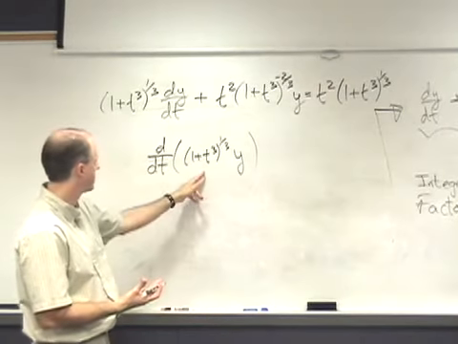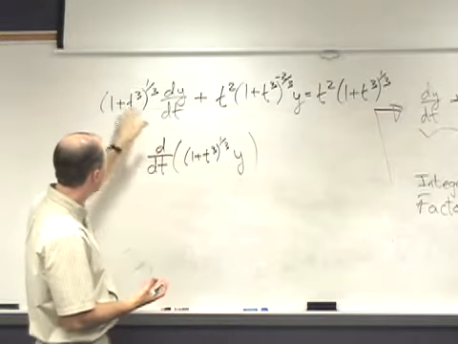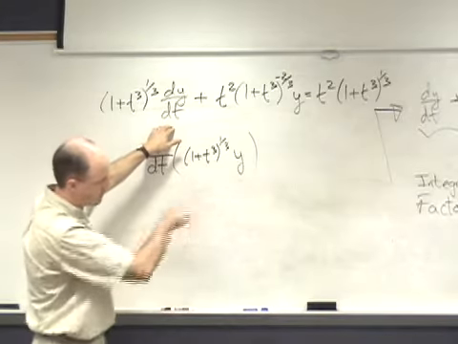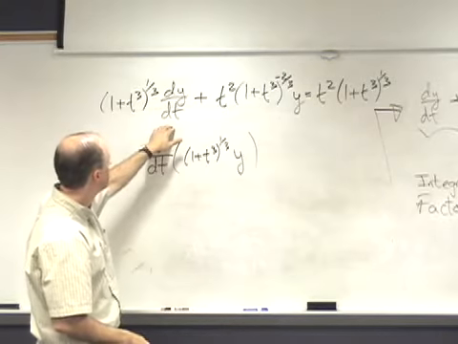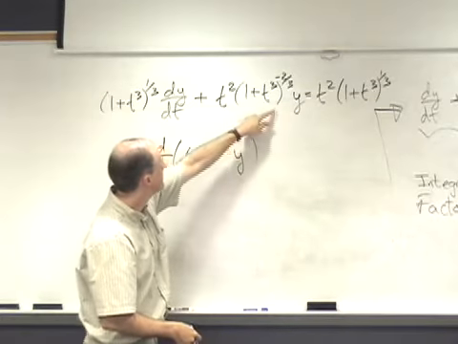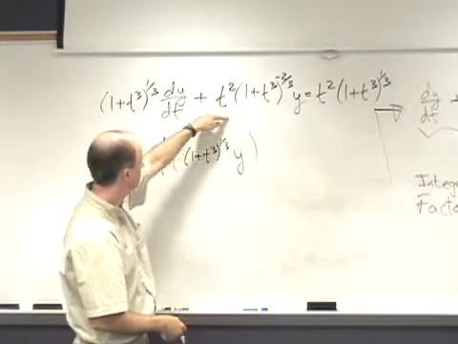Imagine using the product rule. That's my first function. There's my second. I've got the first function times the derivative of the second. I guess I'm doing it in the opposite order of what I had over there. Plus the second function, the y, times the derivative of the first. I claim this is the derivative of the first function.